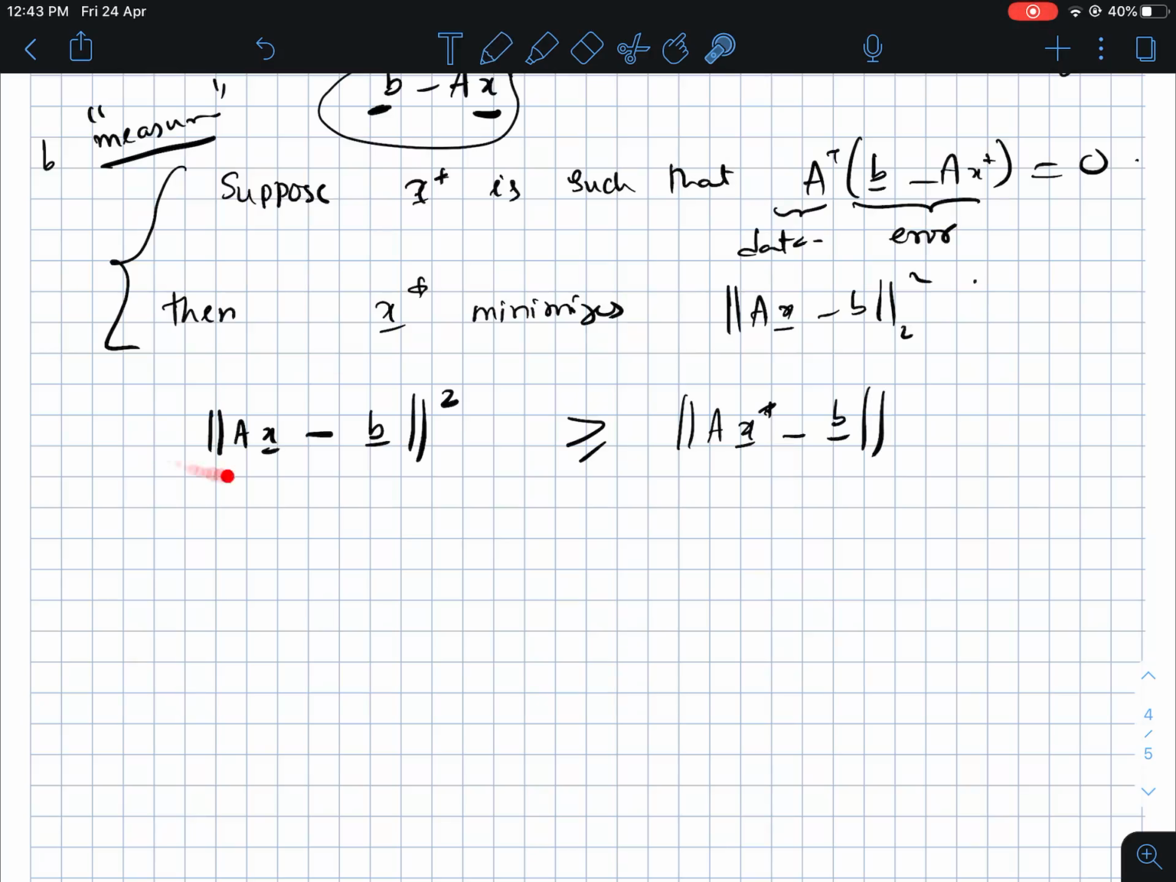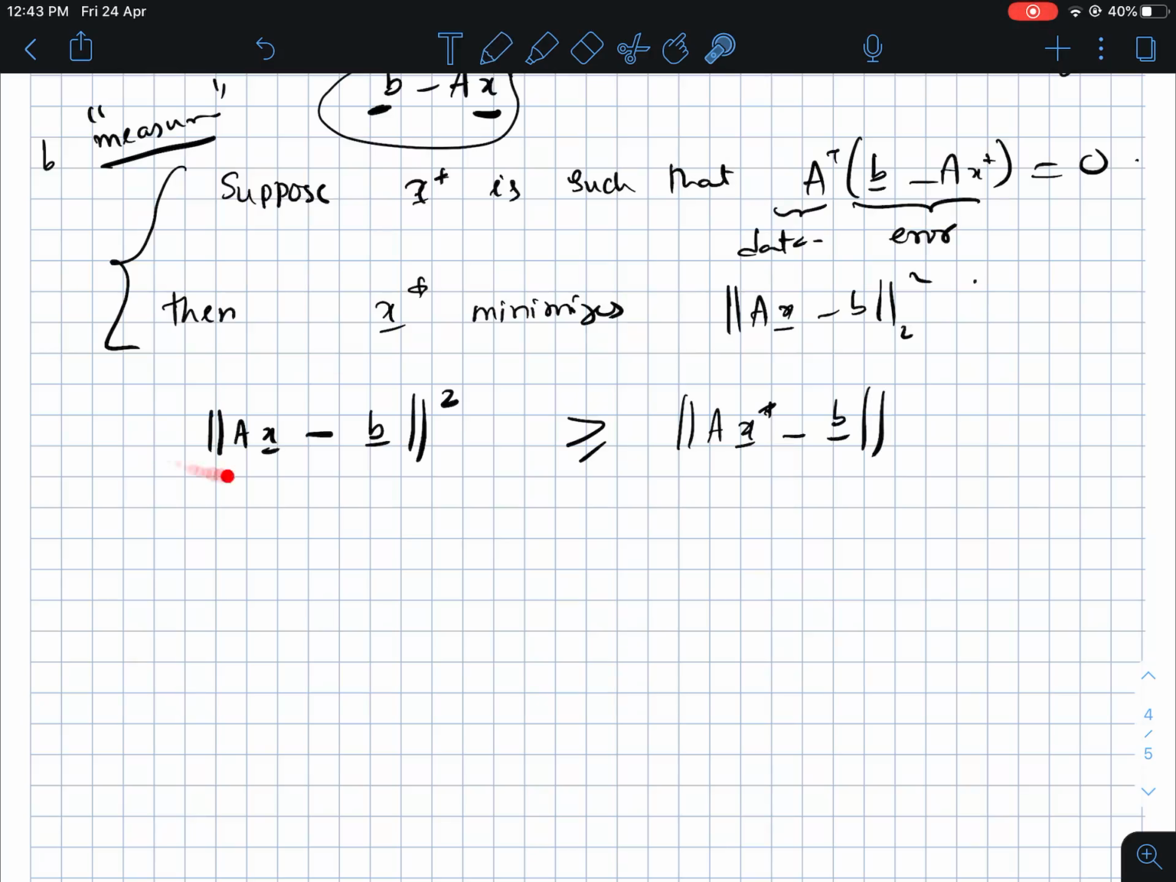Fine. To do this, you start from the left hand side and try to introduce x star somehow. So you do AX minus B, and you add A x star and subtract A x star, just so that we introduce x star into the expression. Now I'm going to write it as A times (x minus x star) plus (A x star minus B).